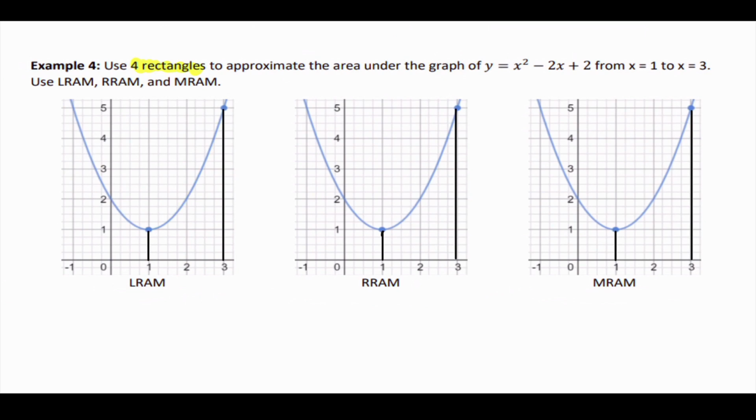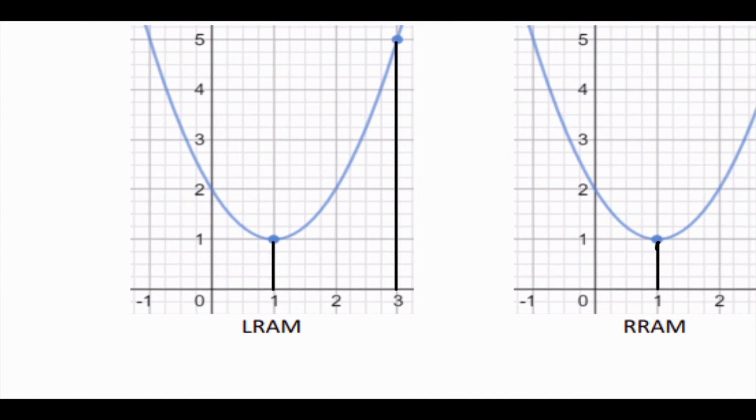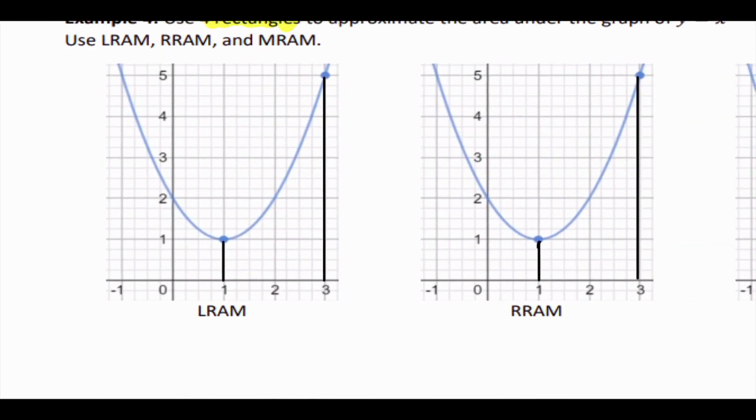Okay, so first thing we're going to do is draw. So the first one is an LRAM. Means the left side needs to touch. So we know that we're going to go only a half unit wide. So the first one, we start on the left side. The left side is here. We're going to go up till we hit the blue. That's going to be the height of our first rectangle. So go up, touch the blue. That's the height right there.